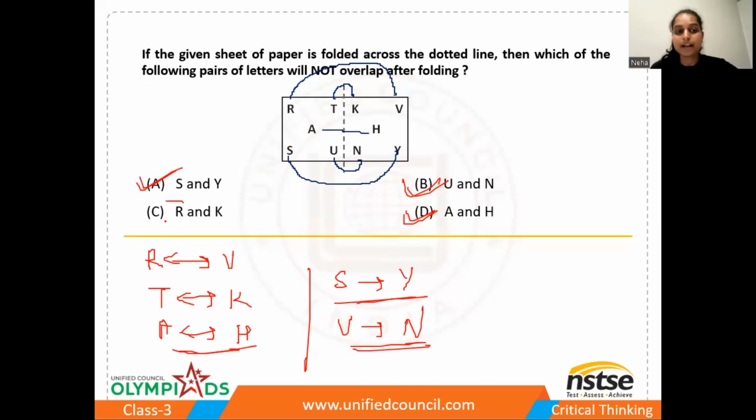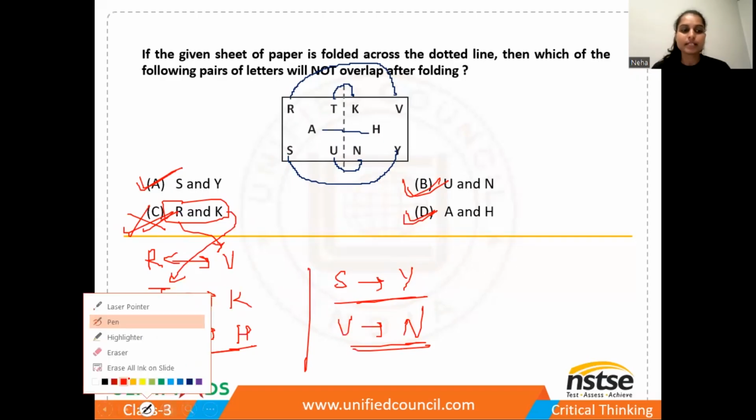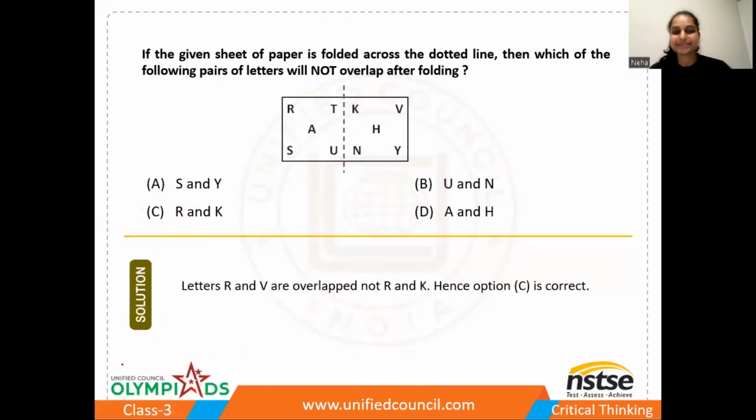Now in option C we have R and K. So R and K will not overlap each other because R will overlap C and K will overlap C. So yes, I can say that option C is your right choice because these two alphabets will not overlap each other. Correct? So yes, option C is your right choice.